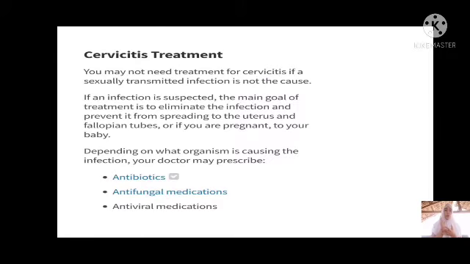Or if you are pregnant, to your baby. Depending on what organism is causing the infection, your doctor may prescribe antibiotics, antifungal medication, and lastly, antiviral medication.